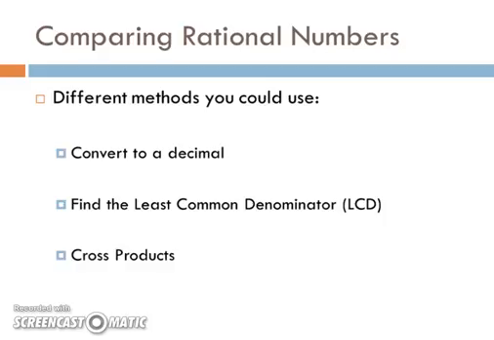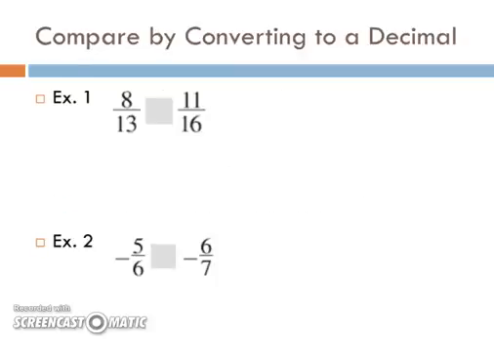To compare rational numbers, you can use different methods. You could convert them all to a decimal and compare to see which decimal is larger. You could find the greatest common denominator between the two fractions and rewrite the fractions. Or you could use cross products, so multiplying diagonally and comparing them that way. Any of those methods you could use.